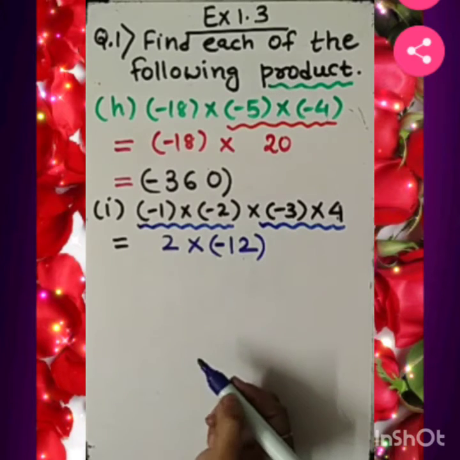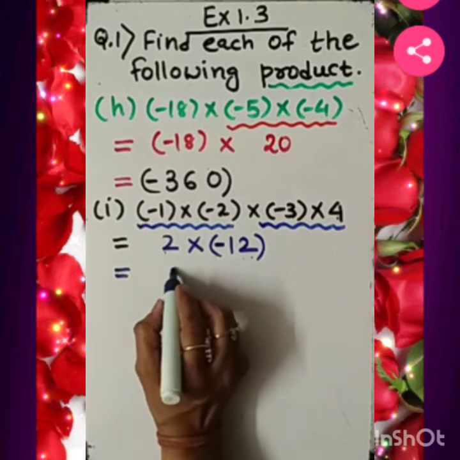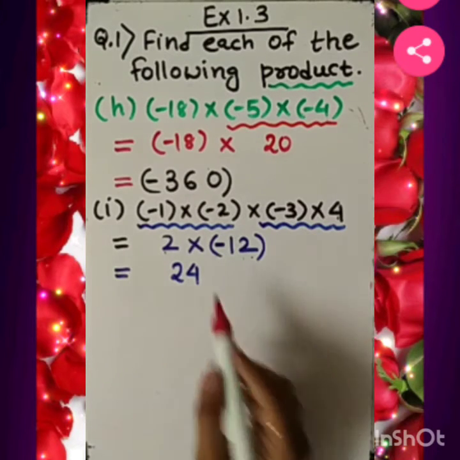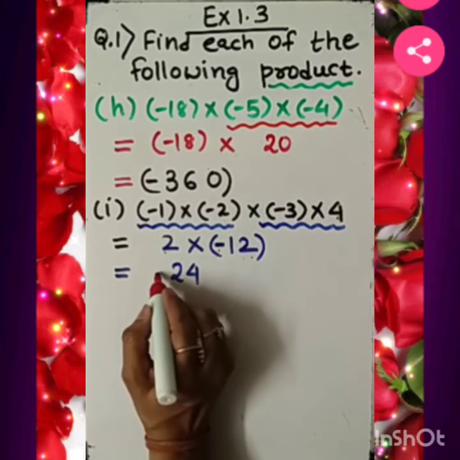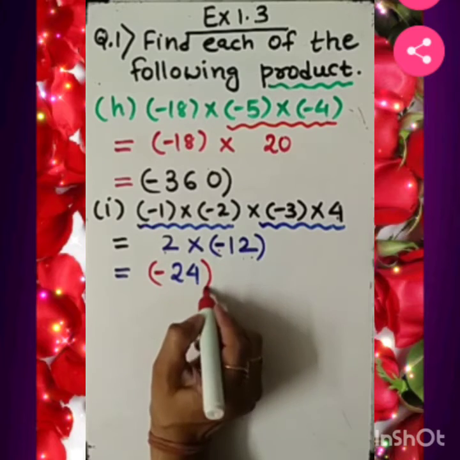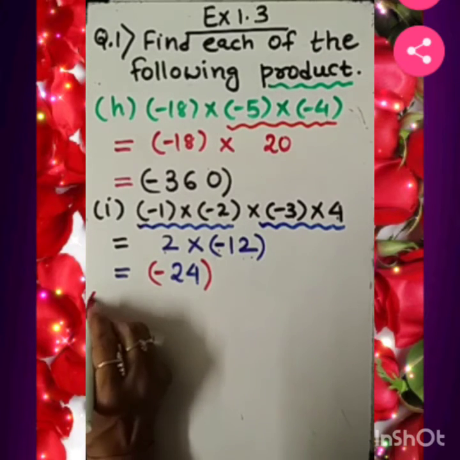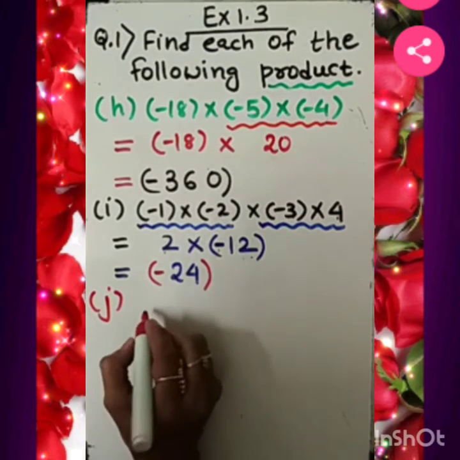Fine. Now let's multiply. 12 2s are, double of 12 is 24. 12 2s are 24. Now again you can see here the sign of one of the numbers. Out of these two numbers, one of the numbers is negative. That's why the answer of this will come negative. Okay. Now we'll work out on J. What is J? Let me note down.